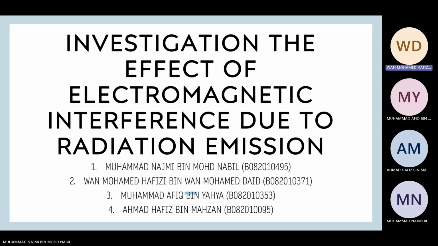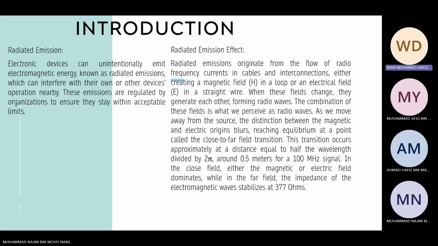Today we will present an investigation of the effect of electromagnetic interference due to radiation emission. So for the introduction, electronic devices can unintentionally emit electromagnetic energy, known as radiated emission, which can interfere with their own or other devices' operation nearby.